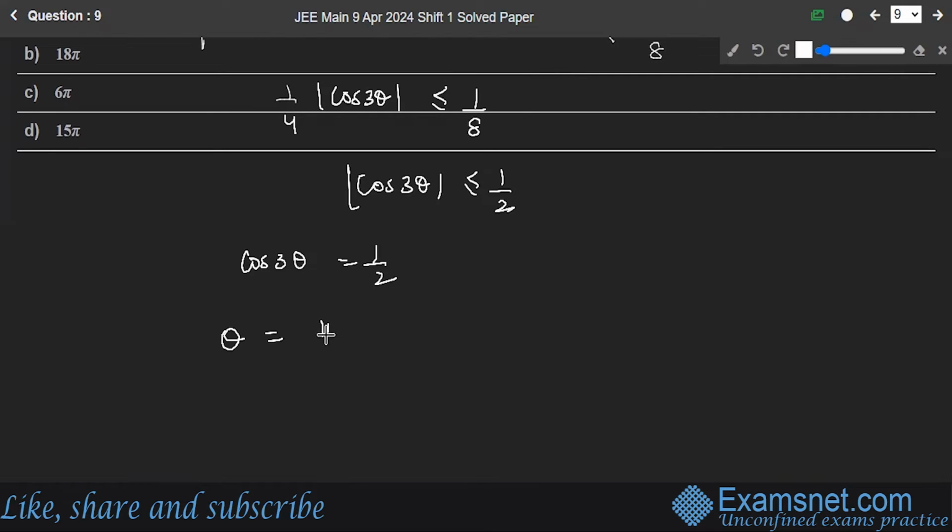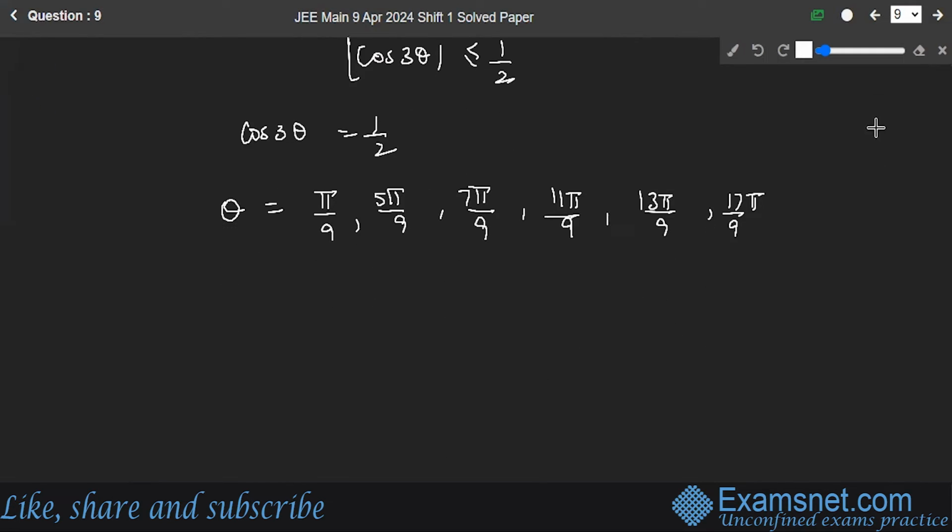So that means theta will have values like pi by 9, 5 pi by 9, 7 pi by 9, 11 pi by 9, 13 pi by 9, and 17 pi by 9. So the sum of all the thetas, I will be adding all of them. This will be 6 and this 13, 13 and 11, 24, 24 and 13, 37, 37 and 17. It will give me 54, so it will give me a total of 6 pi.